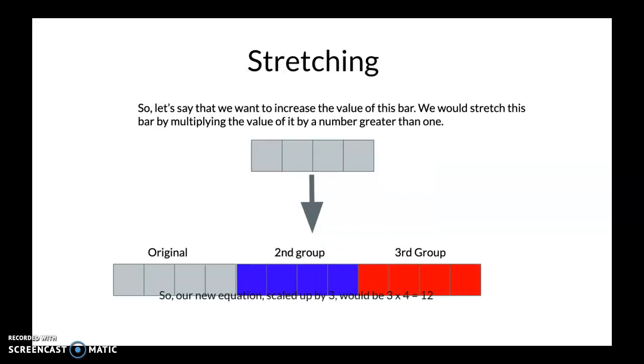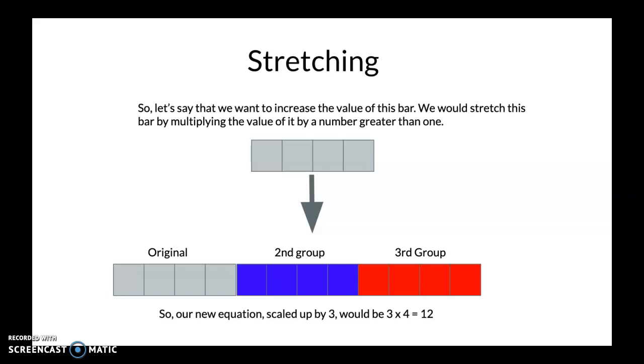Now, an equation that would represent that is 3 times 4 equals 12. Our original grew by 3 times its original size. So we would say that that original bar was scaled up by 3.